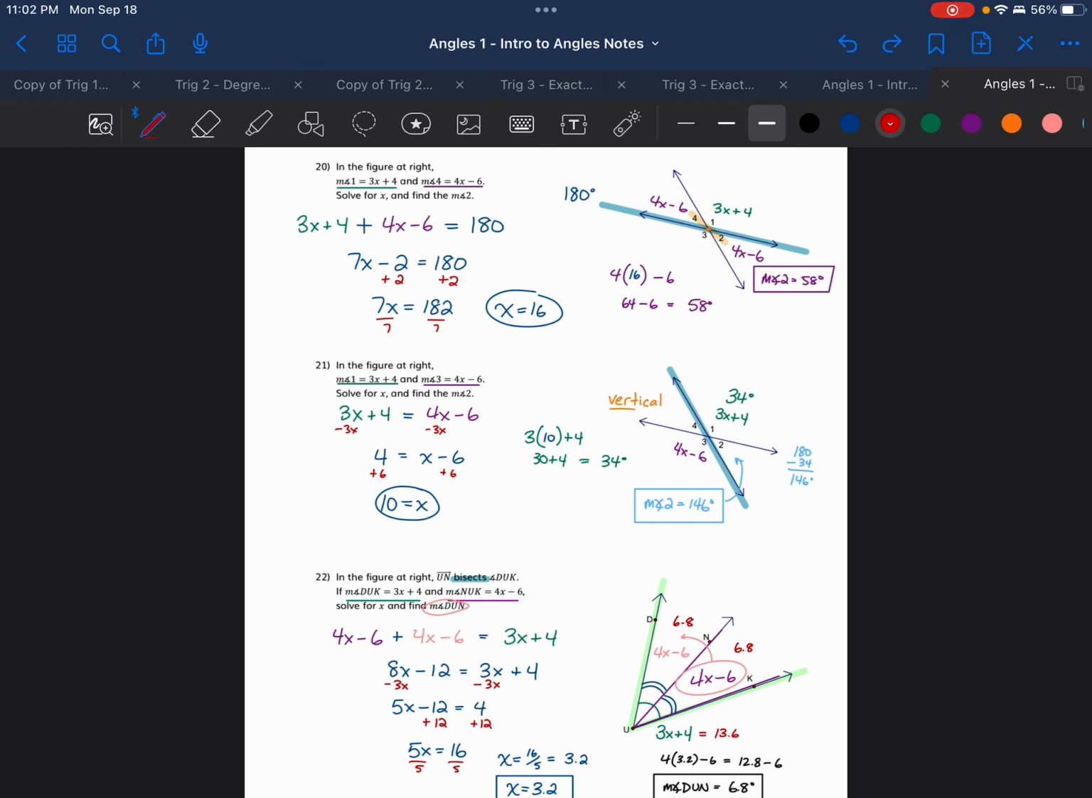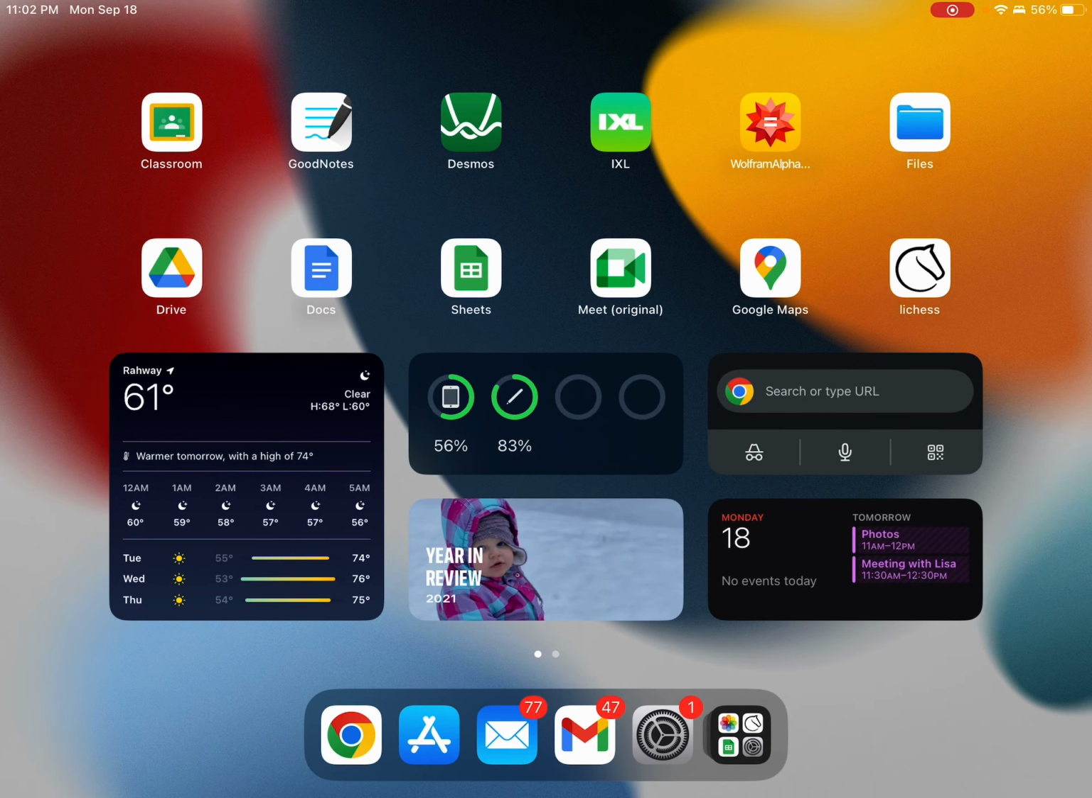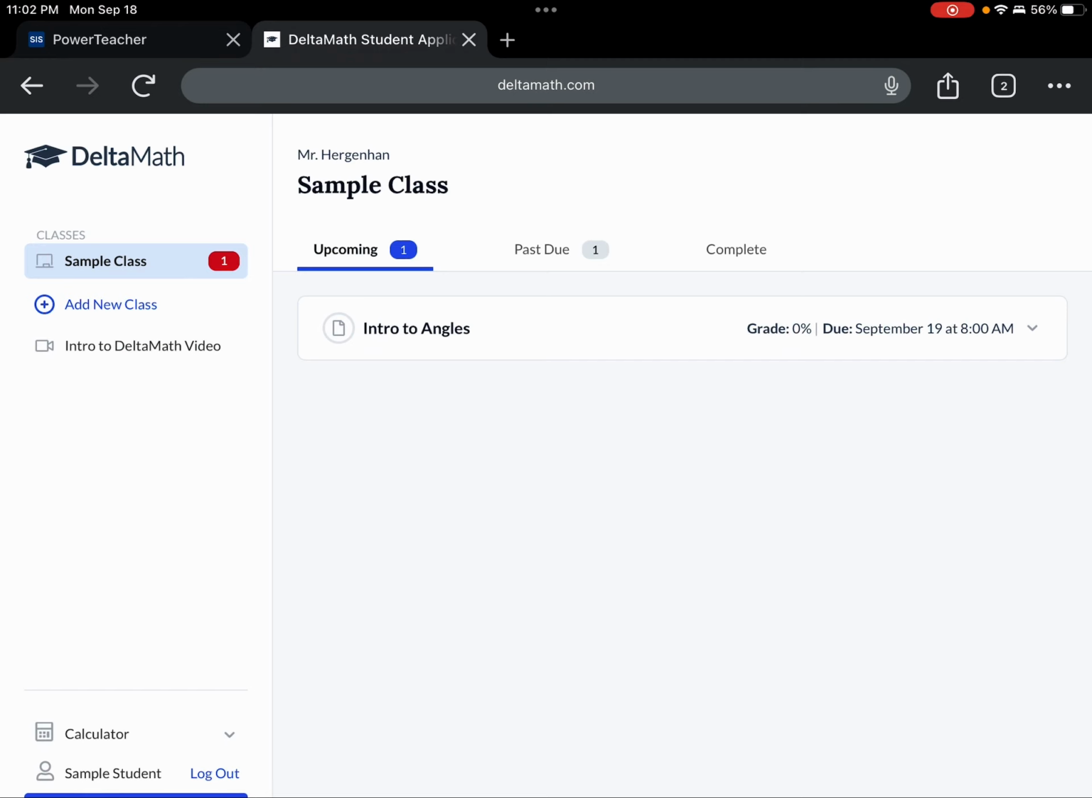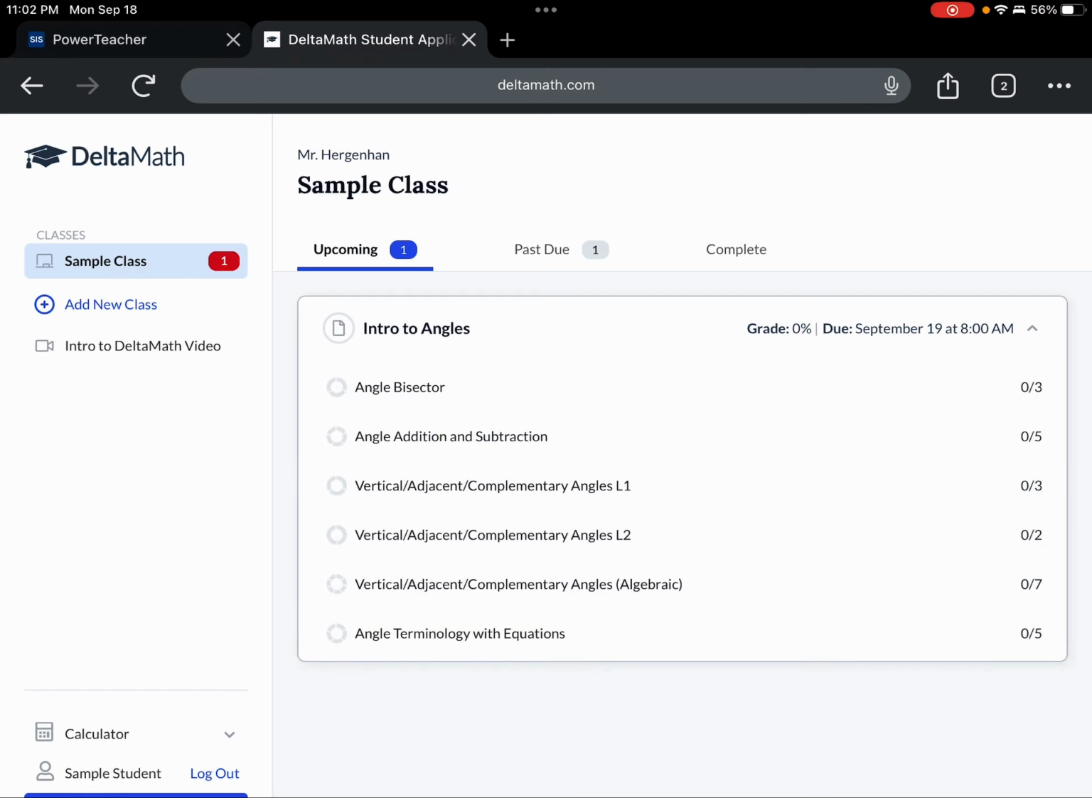With that said, I did say I was going to give you a Delta Math problem here, so let's go ahead and go to that. You're going to see this intro to angles thing in Delta Math, and there are a few different sections here.